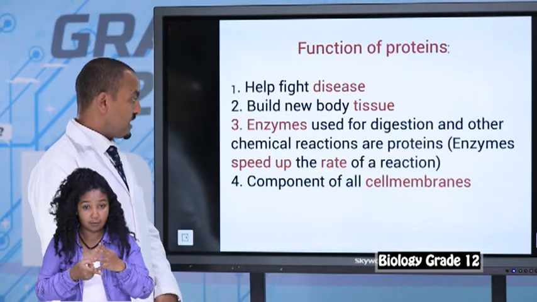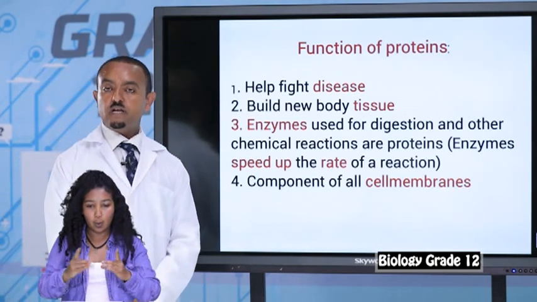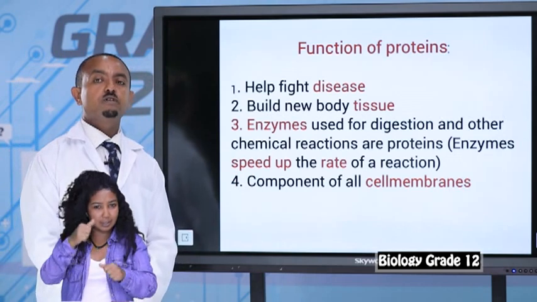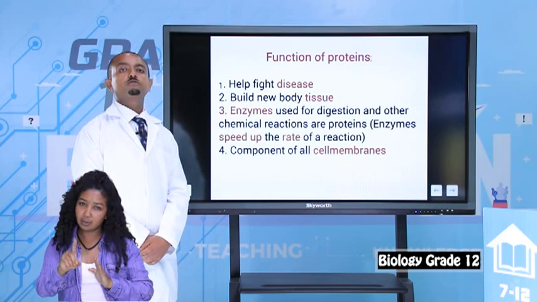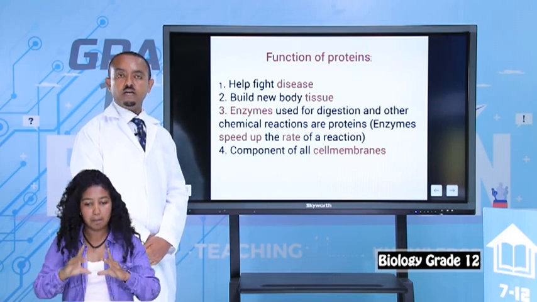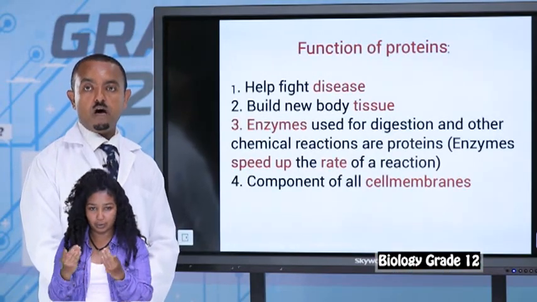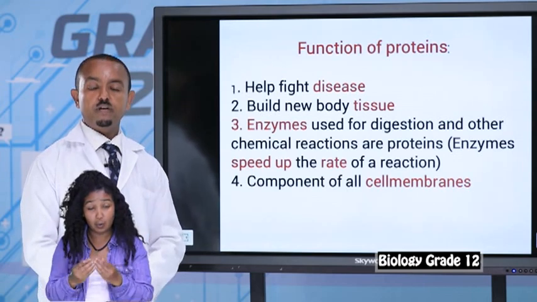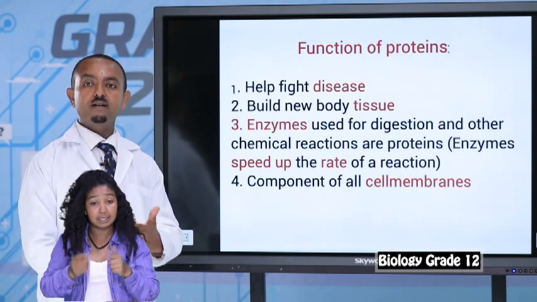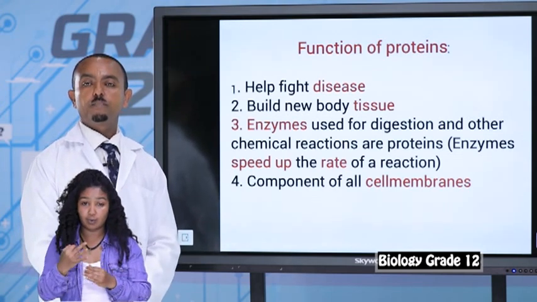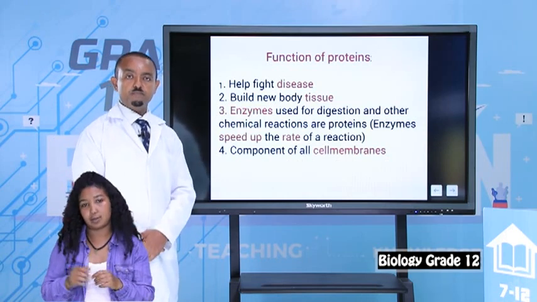The fourth, the last but not the least, is that they are used as a component of the cell membrane. Do you remember in your grade 11, unit 4, cell biology, about the parts of the cell and their functions? The cell membrane is made up of different components. The first component is the phospholipid bilayer, and the second major component of the plasma membrane is proteins.